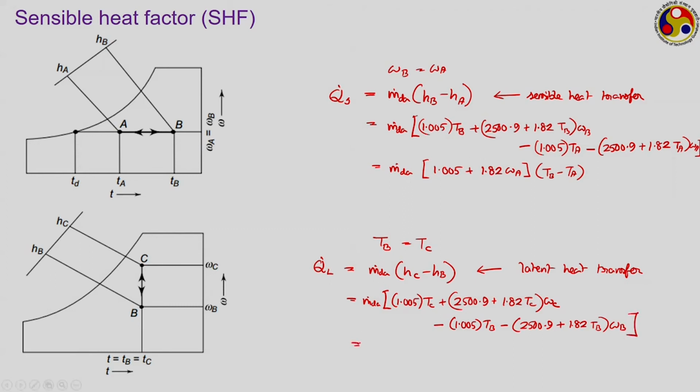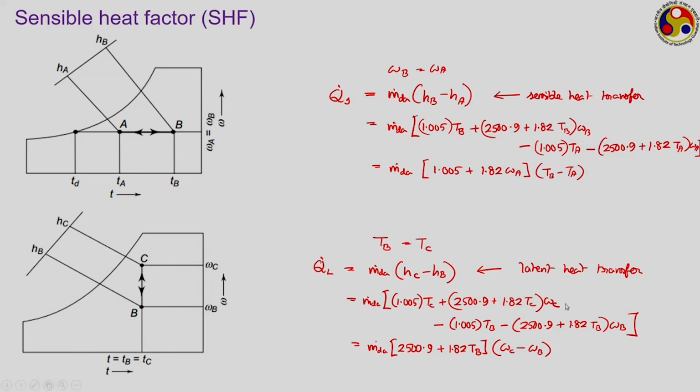Now, in this case T C and T B are equal to each other while omega is changing. So, the 1.005 into temperature term cancels out, and accordingly we can write this as m dot dry air into only the latent heat part, 2500.9 plus 1.82 T B, into omega C minus omega B. So, this is the corresponding latent heat transfer, the way we can calculate it for such kinds of processes.